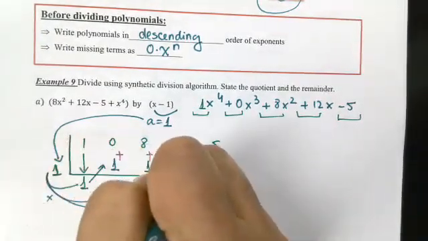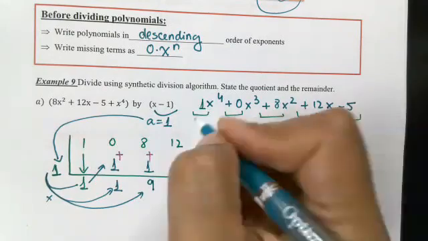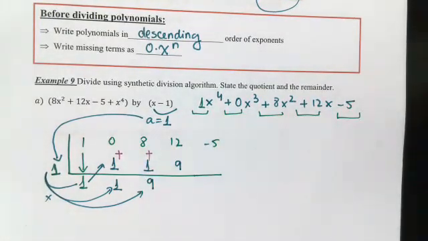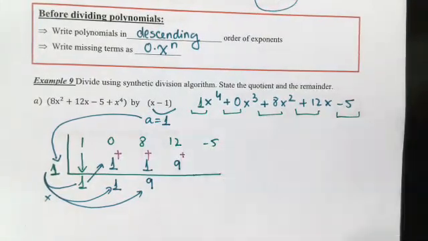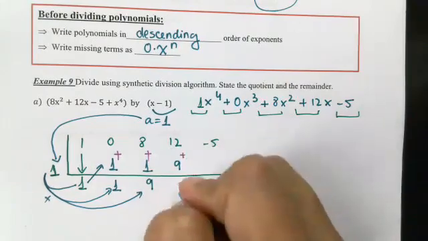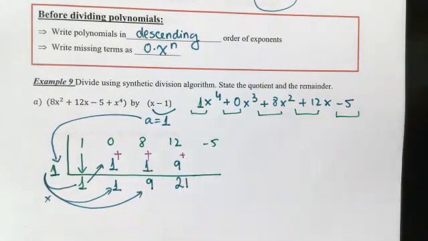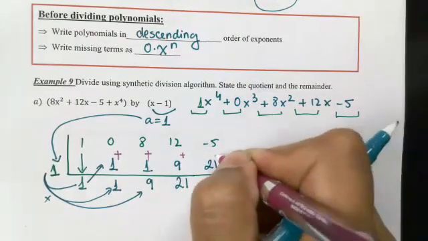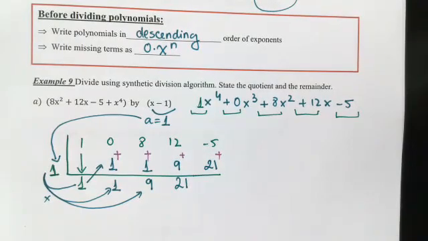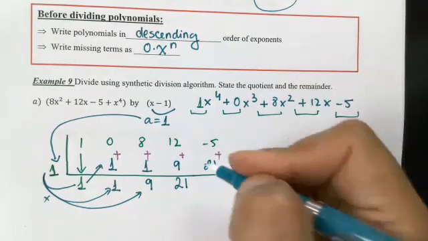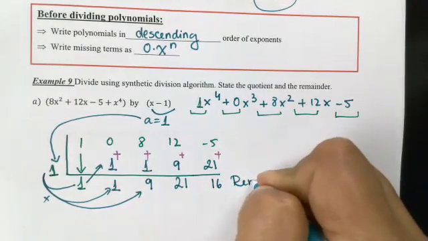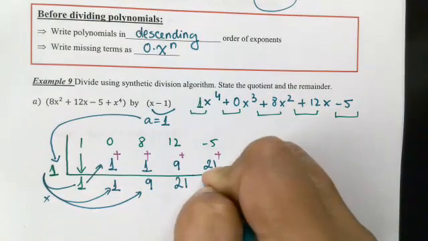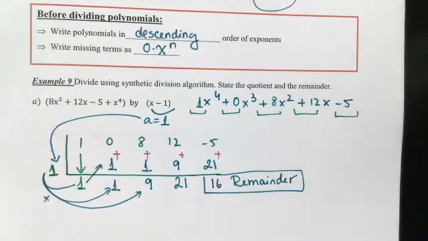And then we do it again. 1 times 9 is 9. We write it underneath the next number. 9 plus 12 is 21. And 1 times 21 is 21. And then 21 minus 5, or negative 5 plus 21, is 16. And that last number you write, that's the remainder. Now, where's the quotient? Because all you got are numbers here. Where do you think the quotient will be?